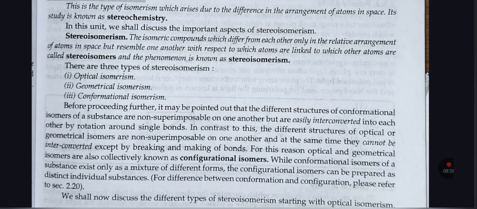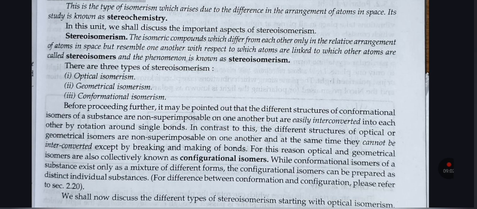Stereoisomerism. The isomeric compounds which differ from each other only in the relative arrangement of atoms in space but resemble one another with respect to which atoms are linked to which other atoms are called stereoisomers, and the phenomenon is known as stereoisomerism. There are three types of stereoisomerism: optical isomerism, geometrical isomerism, conformational isomerism.